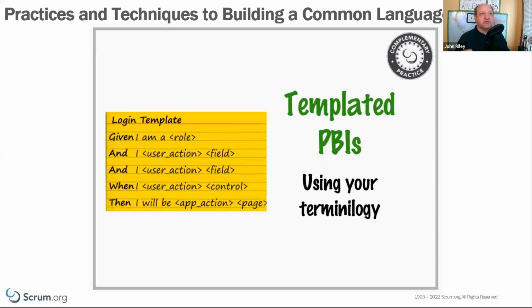So I saw this mentioned in the chat window about user stories. One thing that I have found, once you establish this common language, right, of your terminology and your taxonomy, how words relate to each other, is that having a templated product backlog item using your terminology is very helpful. Okay, again, this is a complementary practice, so it's not part of Scrum per se. It just complements the principles for Scrum.